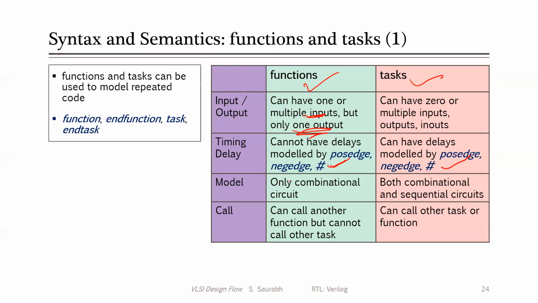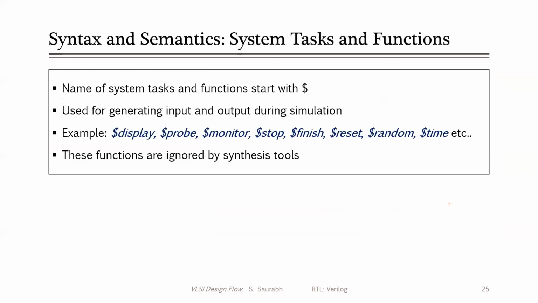A function is used to model combinational circuits, and tasks can be used to model both combinational and sequential circuits. A function can call another function but cannot call tasks, and a task can call other tasks as well as functions. There are also some system-defined functions already available for us to use, very useful in simulation. For example, $display, $probe, $monitor, $stop, $finish, $reset, $random, $time, and there are many more.